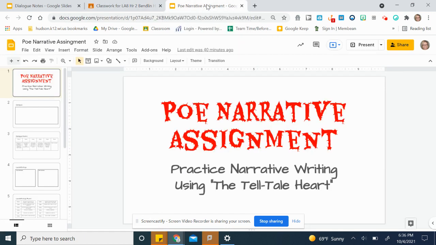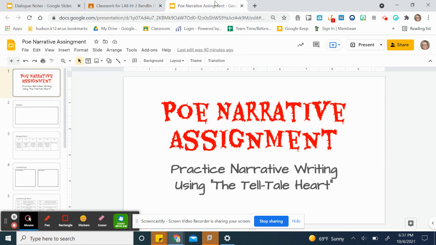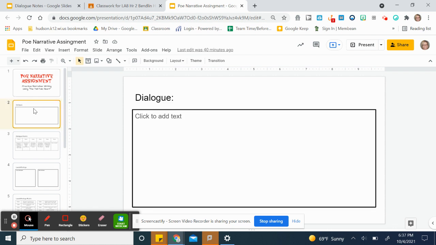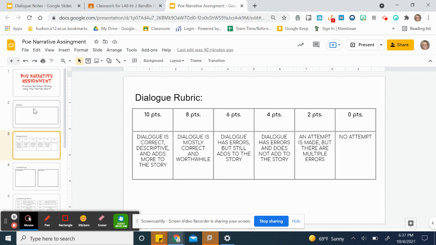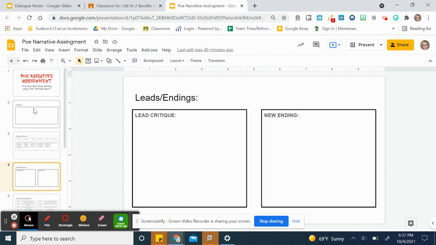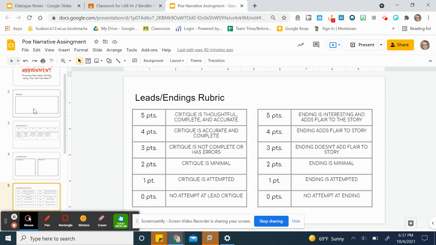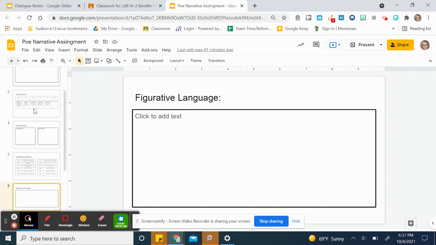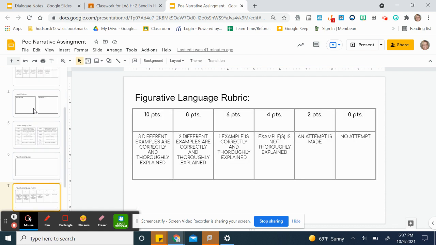So if we open the Poe narrative assignment, this is what you're going to be working on for the next week that's due on Monday. So each couple of slides will have an assignment. Today's assignment is going to be dialogue, and then you're going to see how you'll be graded for dialogue. Tomorrow is going to be leads and endings, and you're going to see how you'll be graded. The next day, Thursday, will be figurative language, and you'll see how you're going to be graded.